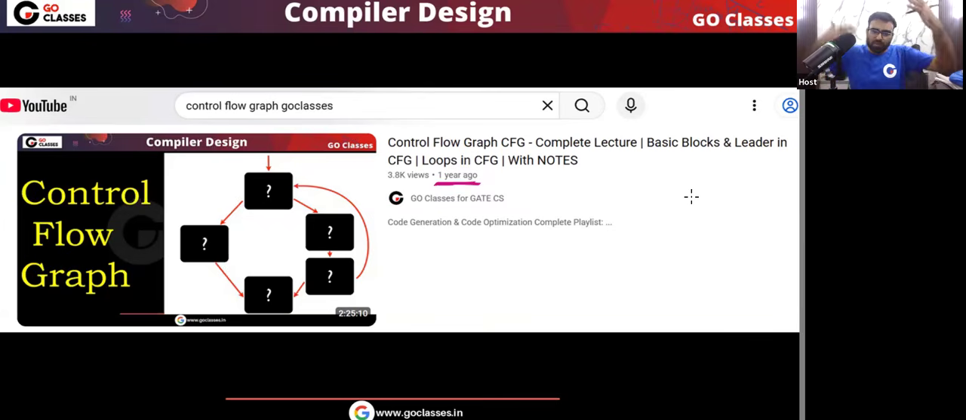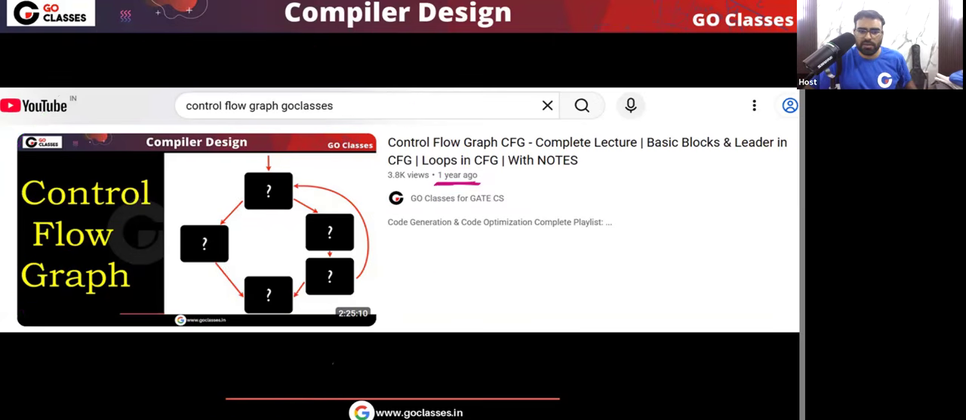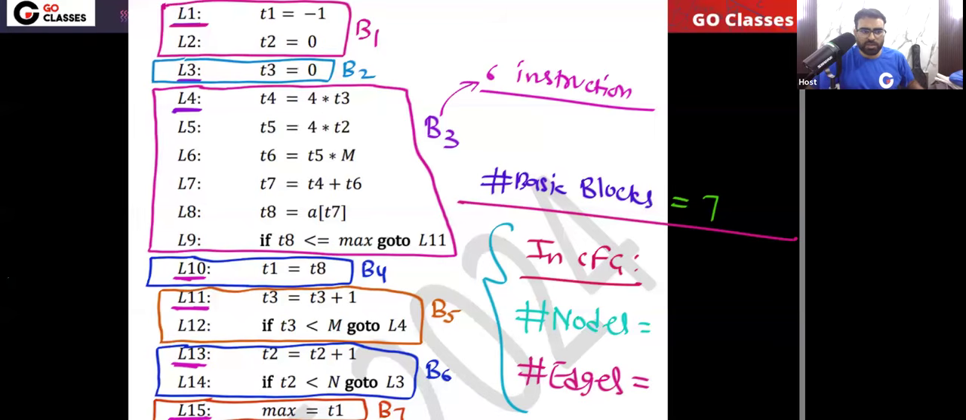Basic block is a property of the program. You have a program, and in that program you calculate the number of basic blocks. But remember, the control flow graph has 2 special nodes, the entry node and the exit node. These are special nodes in the control flow graph. These are not basic blocks of the program. I have clearly mentioned this in this lecture, you can watch it. Okay, so let's come back to this question.